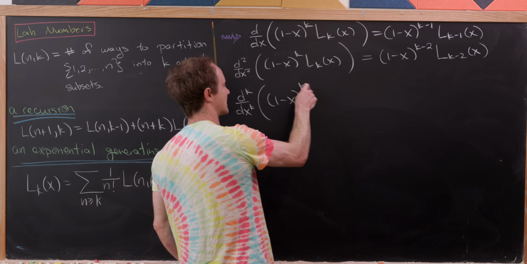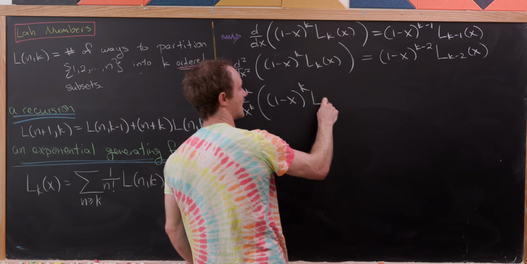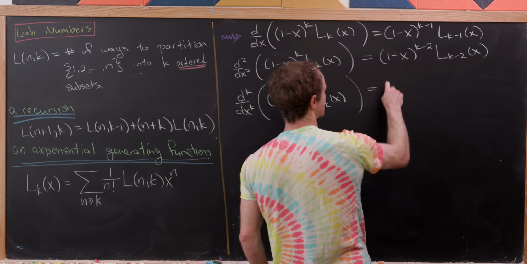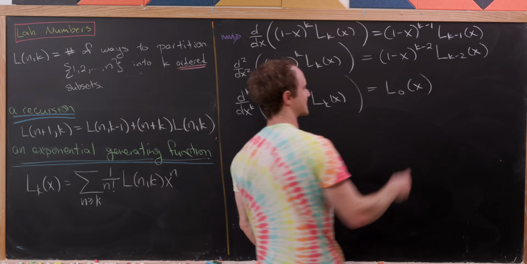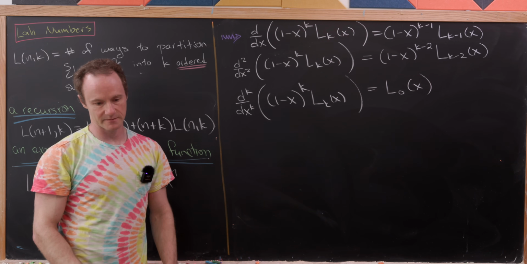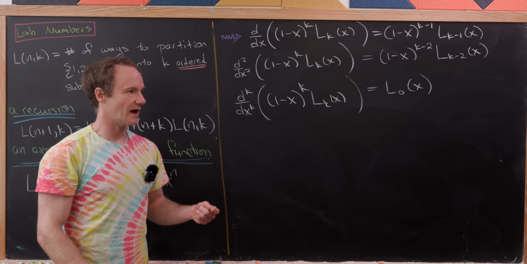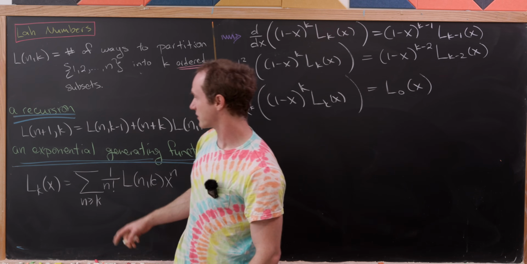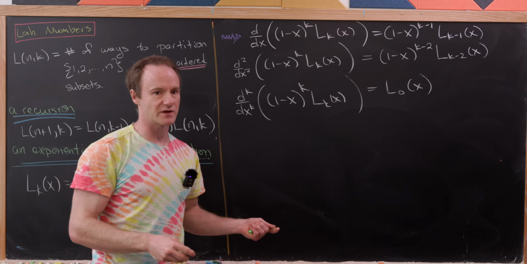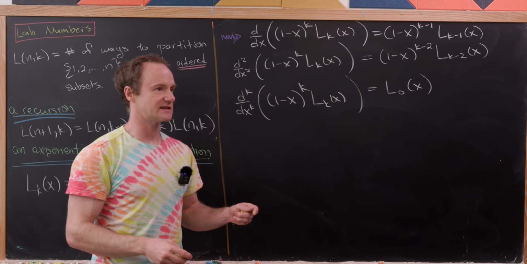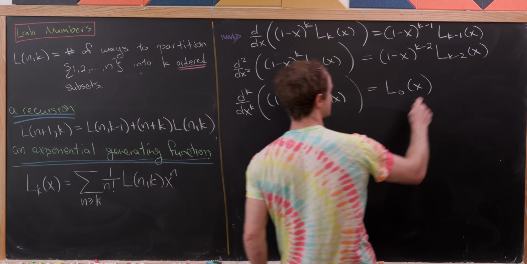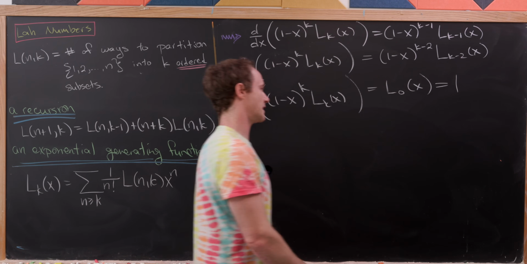So now I've got the kth derivative with respect to x of L_k(x) times (1 minus x)^k is equal to L_0(x). I think it's pretty clear that that's how that would descend over there on the right-hand side. But L_0(x) is going to be the exponential generating function for partitions of the empty set. Of course, there's only one of those, and that's when there are exactly 0 subsets. And in that case, we would just take this to be equal to 1.